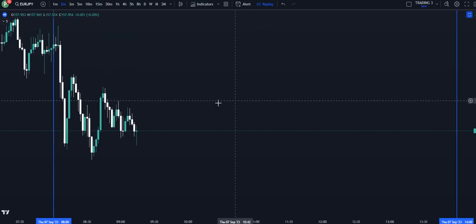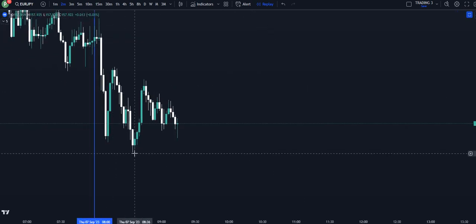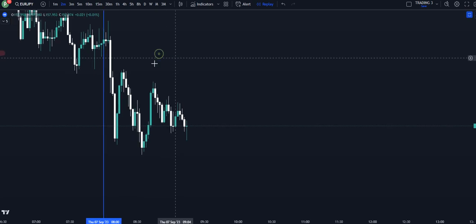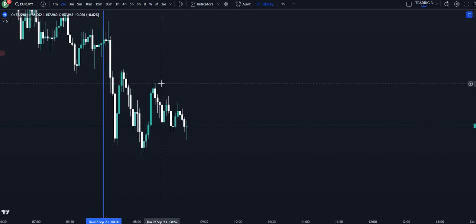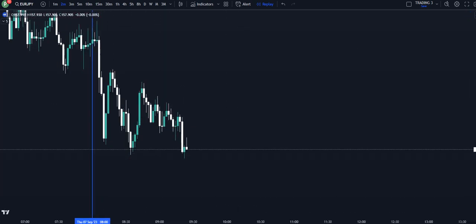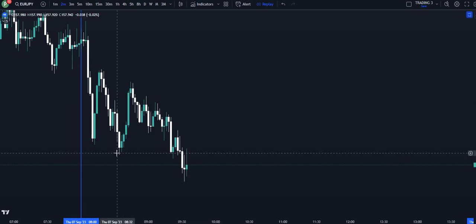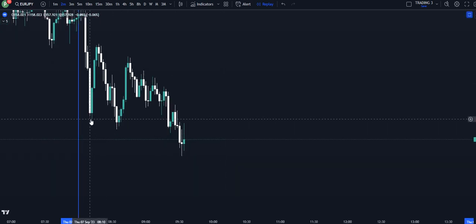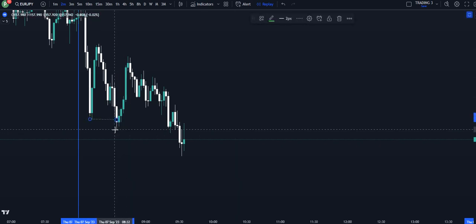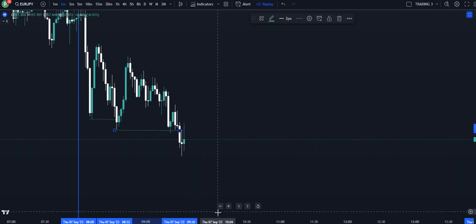Now we are here so far. So 8 o'clock. As you can see, we are forming lower lows. Now let's keep going. As you can see, we've broken structure again. So broke structure here, and broke structure again here as well. Let's keep going.